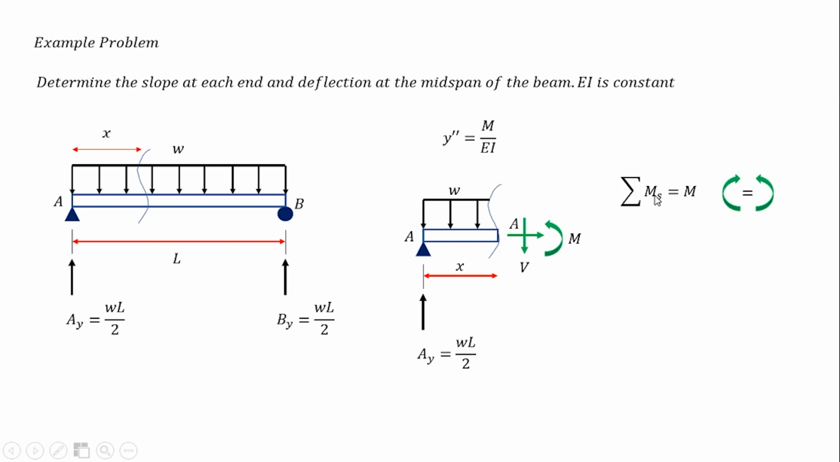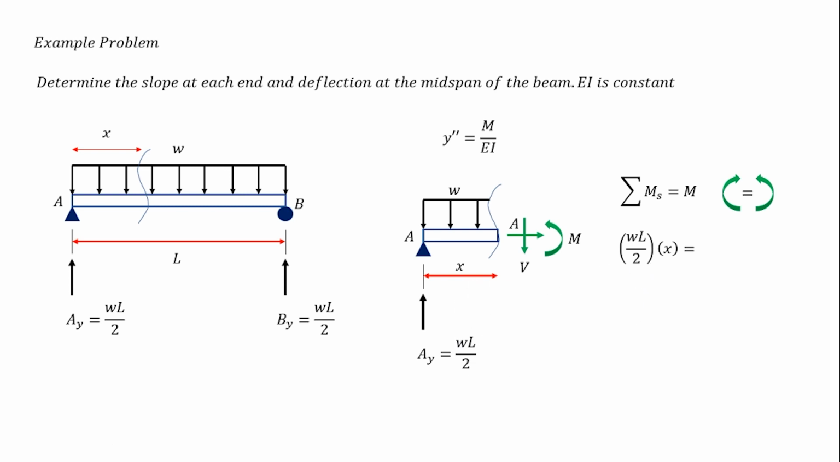So, the summation of moments about that section, where we made the cut, is equal to M, or we just equate all the clockwise moments to the counterclockwise moments. The clockwise moment about this section is created by the reaction at A, which is WL over 2, times its moment arm, which is X.